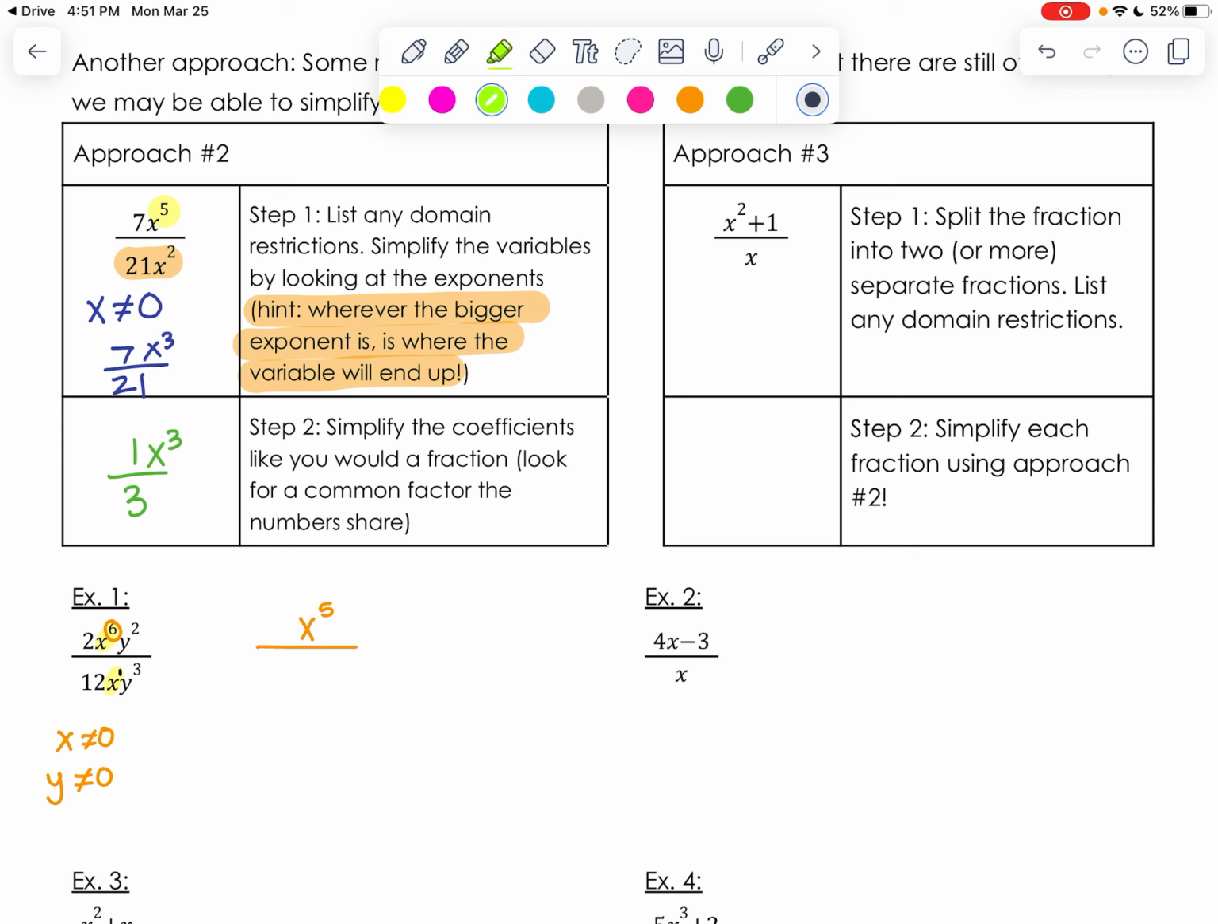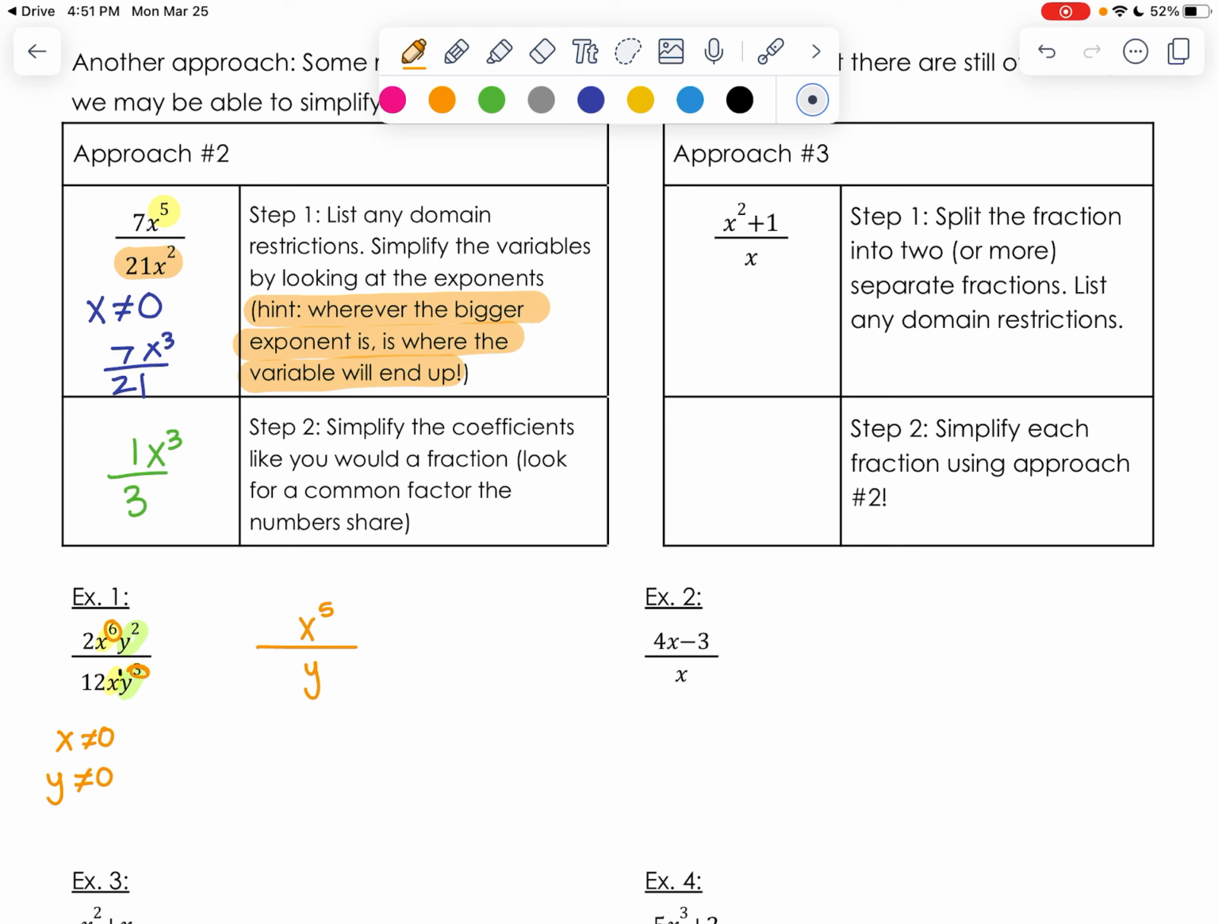Then we can look at the y values. We have y squared over y cubed. So we have 2 and 3. Well, 3 minus 2 is 1, but 3, the bigger exponent, is in the denominator. So that tells me that y to the 1st power will go in the denominator.